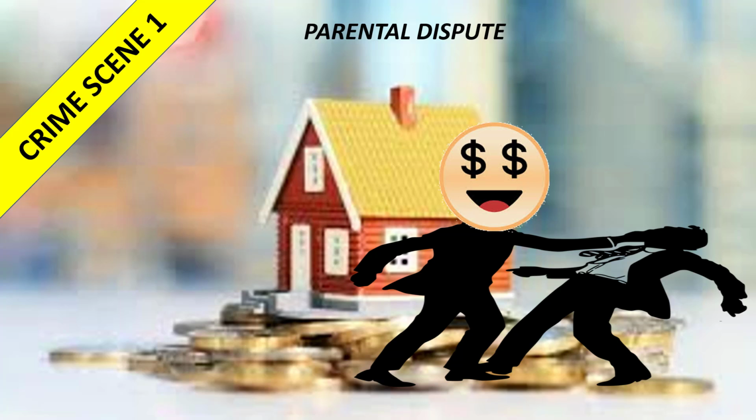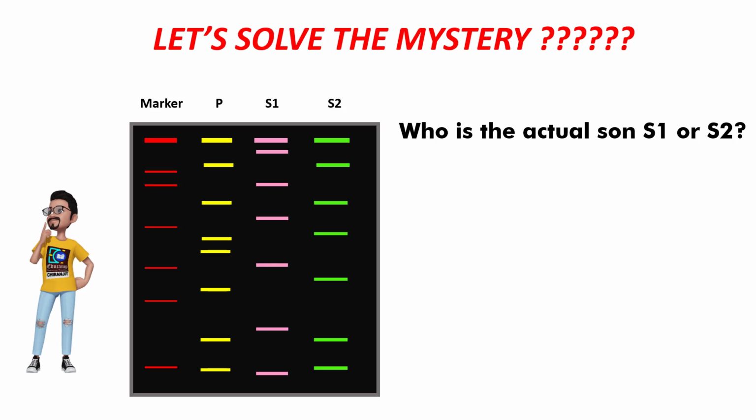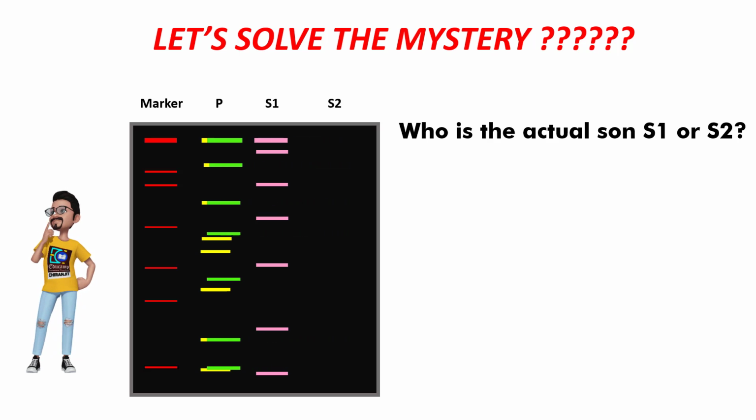So now let's be detectives and solve some cases. This is a case of a parental dispute over property, and both of them claim to be his son and fight among themselves. So let's find out the real son among them. As we know, an offspring receives 50% of genetic material from the father and the other 50% from the mother. So if we need to find the real son, we need to match the position of the lanes, and the maximum similarity among the lanes will be the real son. So in this case, who is the real son? The maximum similarity is between the parent and the H2, that is sample 2. So the answer is sample 2.